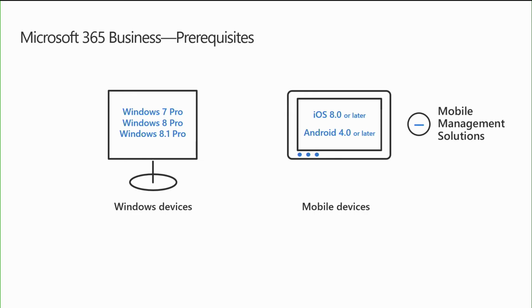And so here are the prerequisites for using Microsoft 365 Business on the device side. For devices, it is Windows 7 Pro, 8 Pro, and 8.1 Pro. So Pro is a minimum requirement. Of course, if you're on previous versions of Pro, you can use the in-place upgrade to get to Windows 10 Pro. But in order to do Azure AD Join, it has to be on Windows 10 Pro. So you have to get your device to Windows 10 Pro. And on your mobile devices, it should be 8.0 or later for iOS and 4.0 and later for Android.